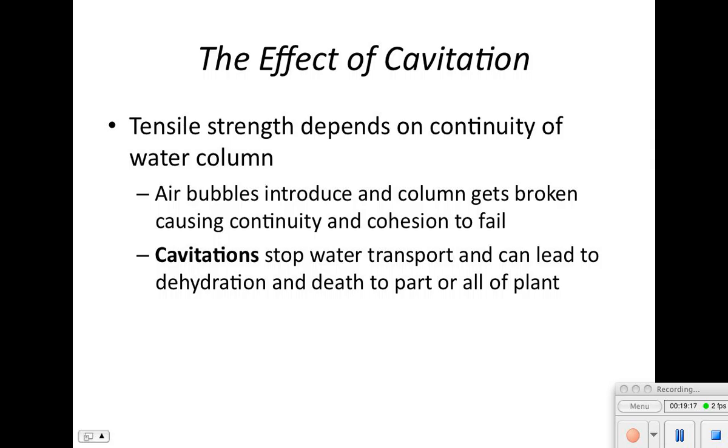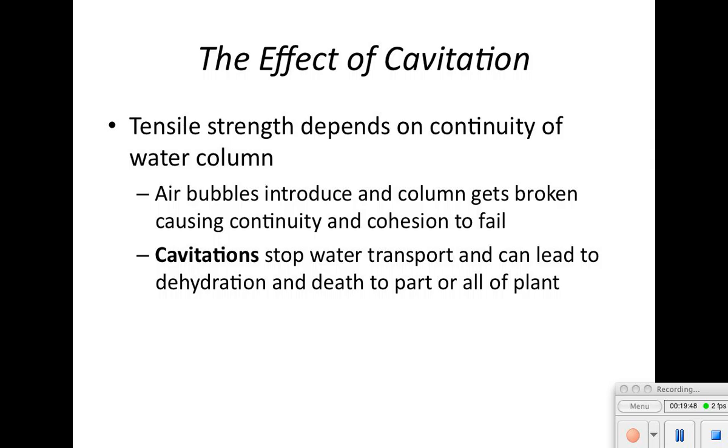Okay, the effect of cavitation. So tensile strength does depend on that water column. So if you have air bubbles, then your column gets broken, and then cohesion fails. So we call this cavitation. And when that happens, there's no water transport. The plant becomes dehydrated, leading to death of that part of the plant or all of the plant, depending on where it is. So that's not a good thing.